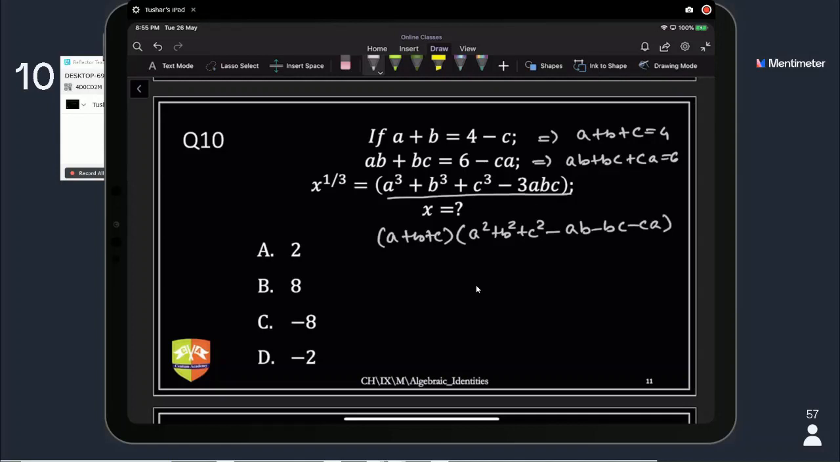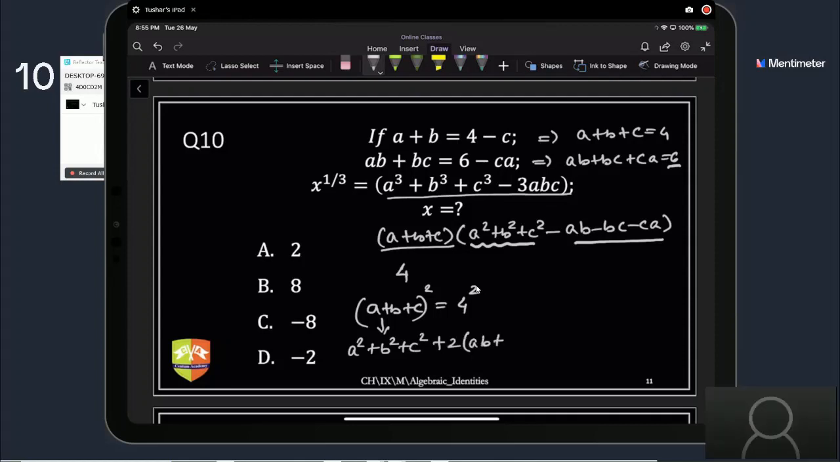So a plus b plus c you already know is 4, and ab plus bc plus ca is already known, 6. You just needed to find a square plus b square plus c square. How to find that out? Simply square a plus b plus c, which is 4. Squaring both sides will get you 16. So this formula we learned previously: a square plus b square plus c square plus 2 times (ab plus bc plus ca). This is 16.